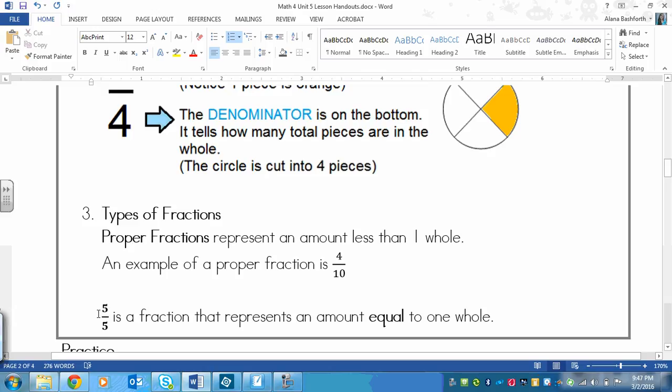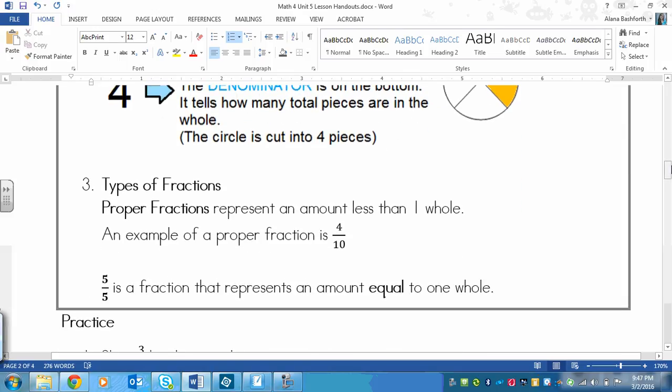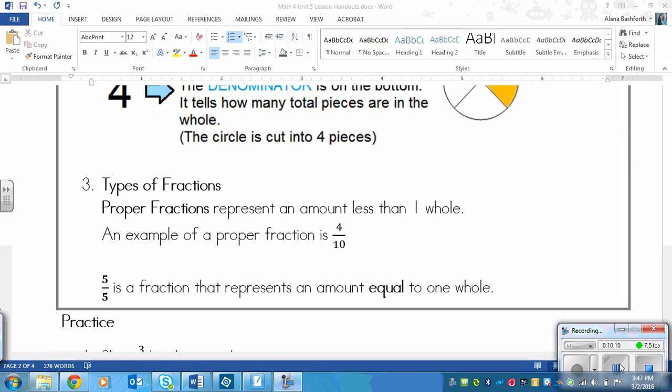Okay? And then we'll also look a little bit at one whole, fractions that represent one whole. And 5/5 would be an example. Any number that has the same number on the top and bottom would represent one whole because you have the same number that are shaded as how many there are of the total.